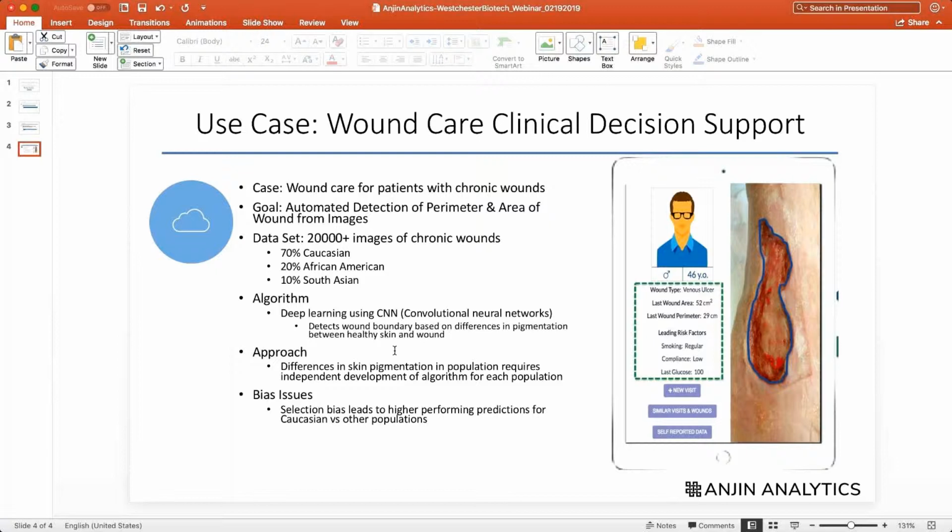So those are just a few slides here. Those are the comments I had to make about bias in a few different use cases. Thanks.